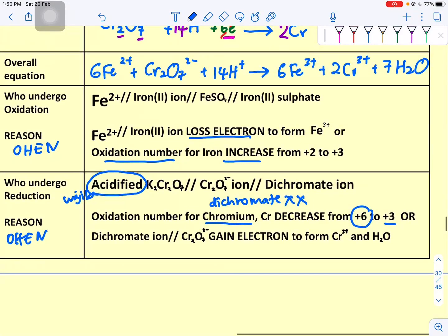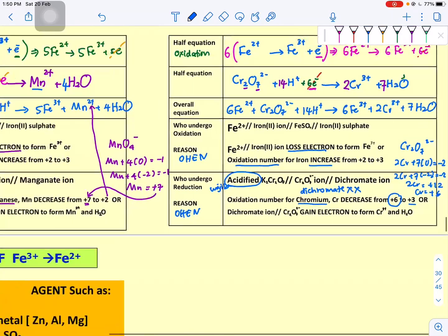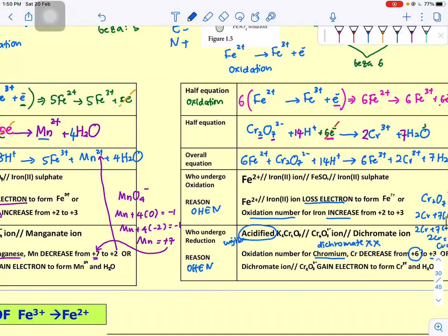Or kalau you tak confident, you can do your own calculation. Kita boleh buat Cr2O7 2-. So, you boleh buat 2Cr plus 7O equal to negative 2. So, 2Cr plus 7 times negative 2 is negative 2. So, at the end, 2Cr is positive 12. So, Cr is positive 6. That's how we get positive 6. Positive 3 tu you kena tahu. Okay, that is the third example.